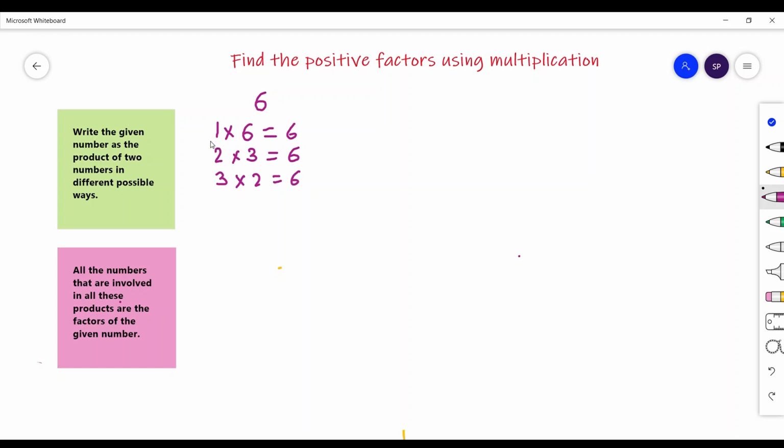Now we have to check which numbers are involved in this multiplication. Simply we will write the numbers 1, 2, 3, 2 already written, 3 already written, and 6 are factors of 6.